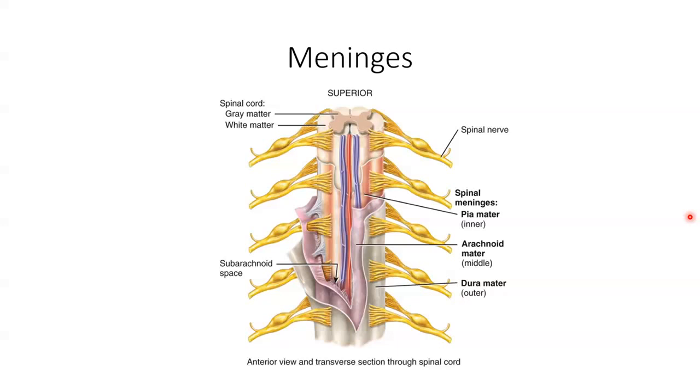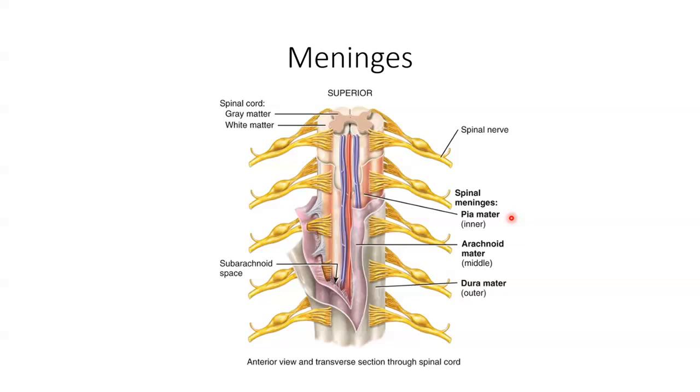As a reminder, the most superficial or outer layer of the meninges is the dura mater. It's continuous with the epineurium, which is the outer connective tissue layer surrounding a spinal nerve. The middle layer is our arachnoid mater, which is the thin spiderweb-like layer. And then the innermost layer, which adheres directly onto the tissue of the spinal cord, is the pia mater.